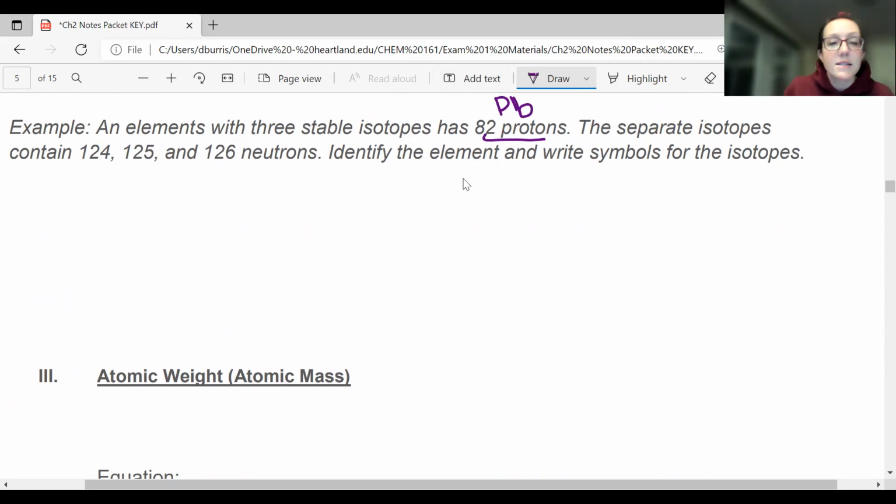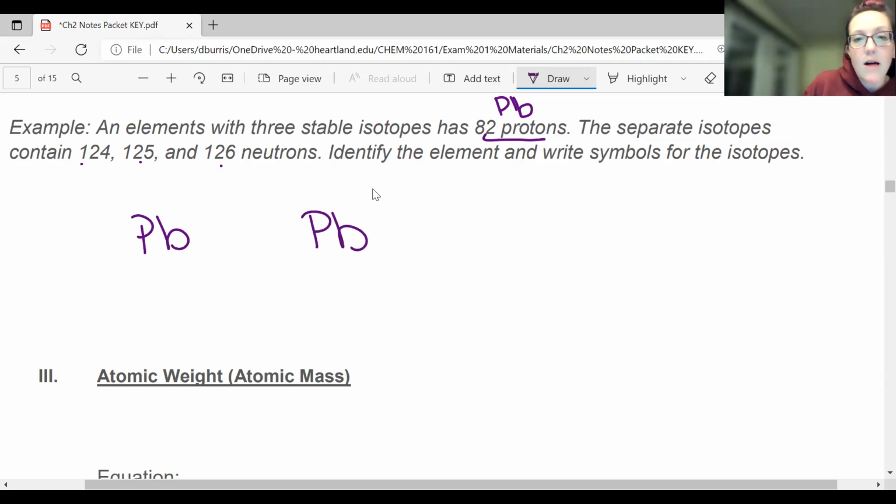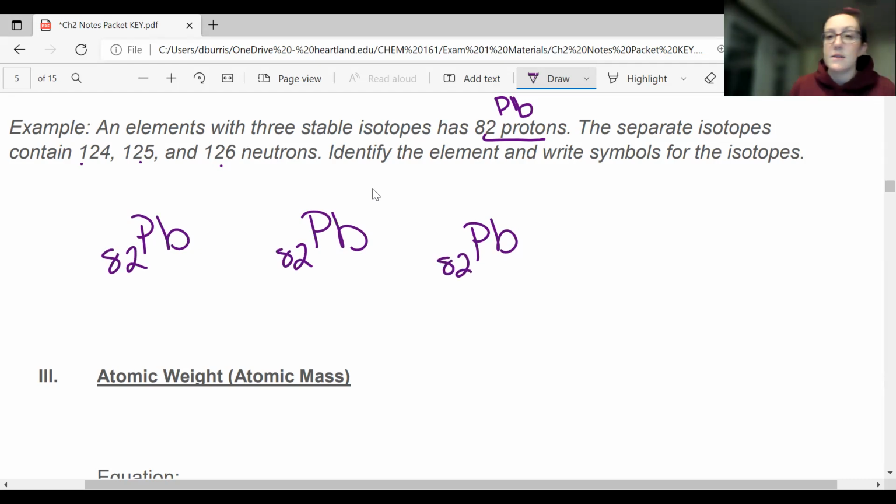So it says to write the 3 stable isotopes that each contain 124, 125, or 126 neutrons. So if I was going to write these, they're all lead because they all have the same number of protons, okay, which is 82. So I can put my 82 down here. 82, 82. Now the thing that's going to change is the mass number.